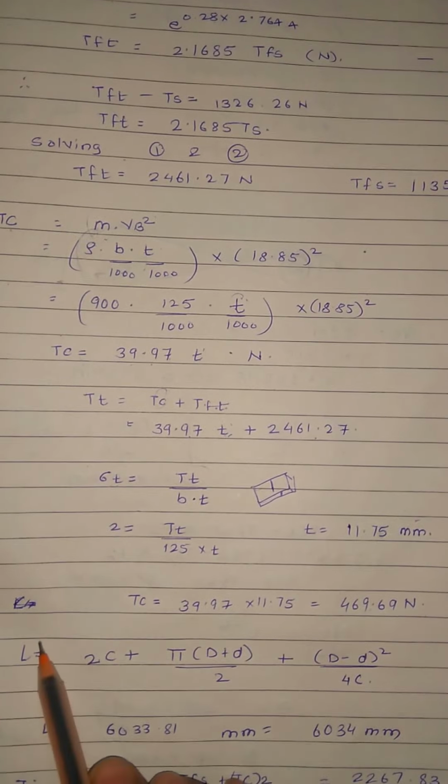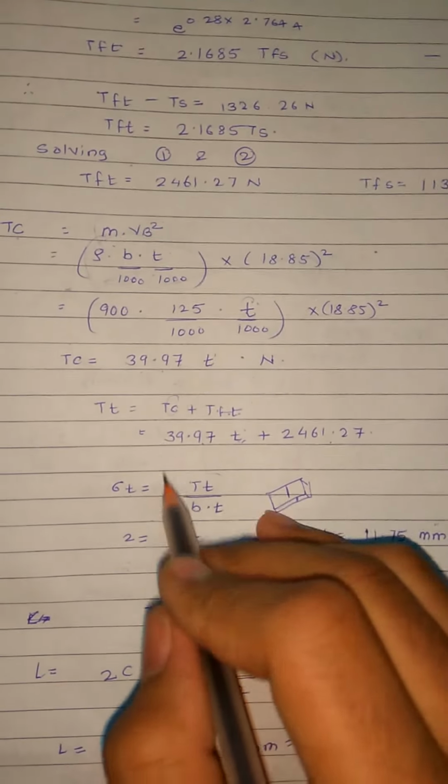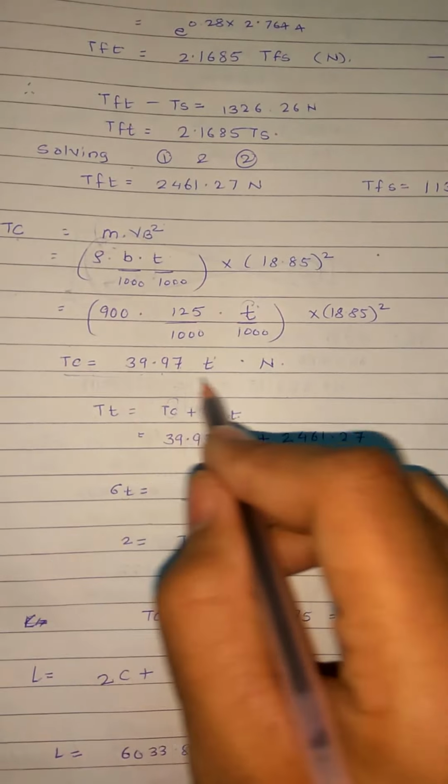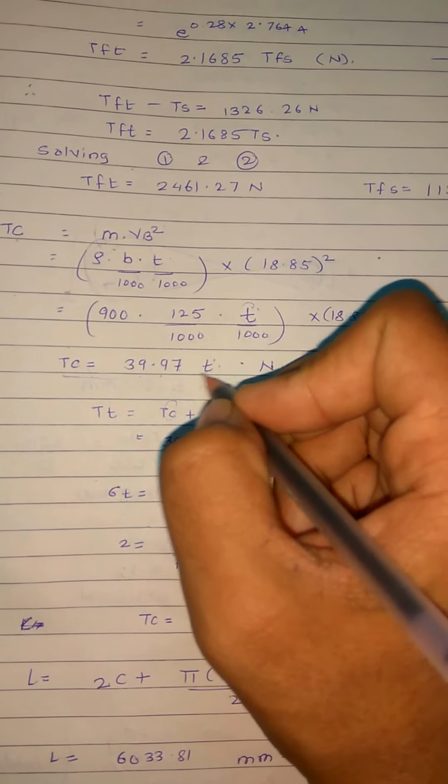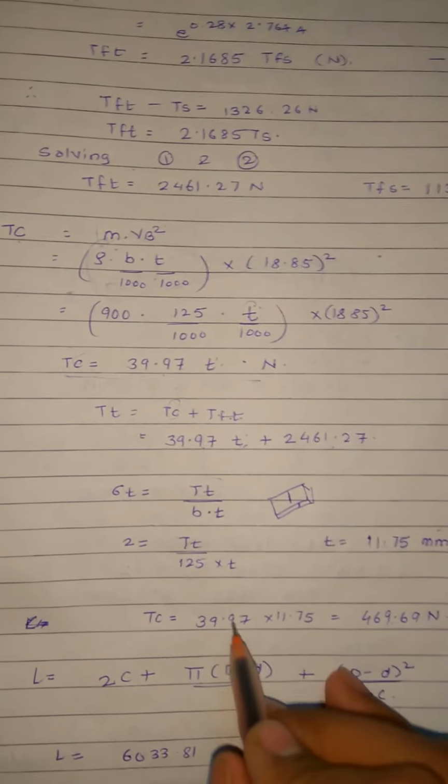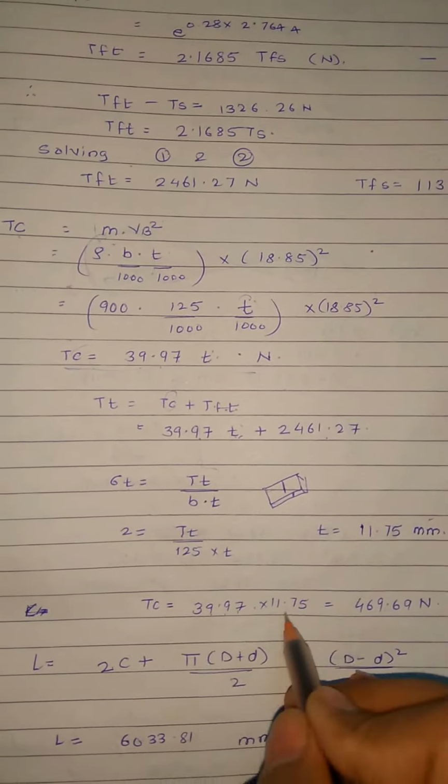Okay, so our first thing, that is thickness, is done. Next, let's see what is the length of the belt. Okay, the next step should be to find out the centrifugal tension. As we know T, we can find out centrifugal tension, that is 39.97 into 11.75, 469.69 Newton.